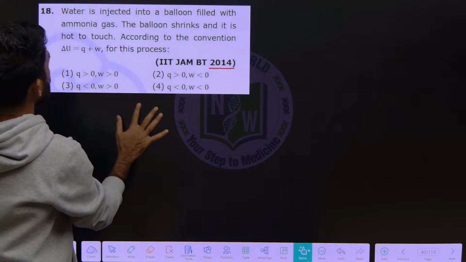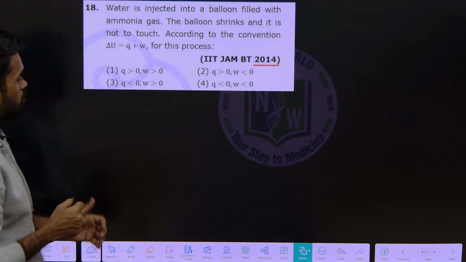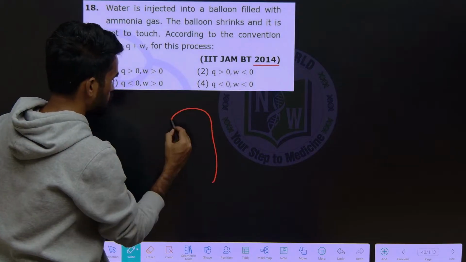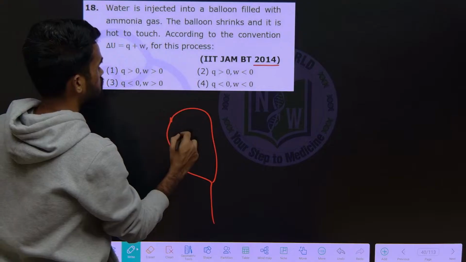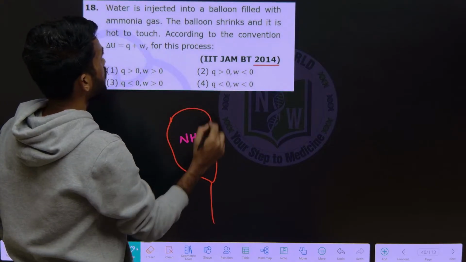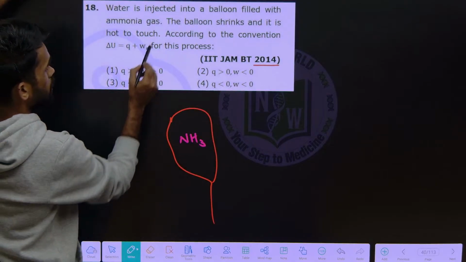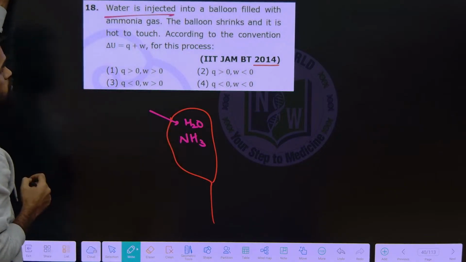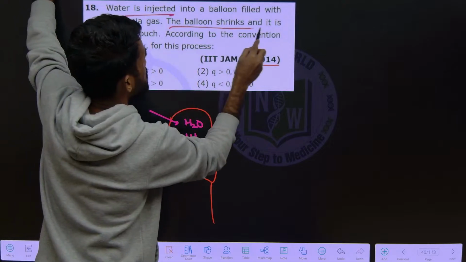Look at the question. Water is injected into a balloon filled with ammonia gas. So this is a balloon, you can consider this as a balloon, in which ammonia gas is there. Into this, water is injected. So what is happening here? The balloon shrinks.